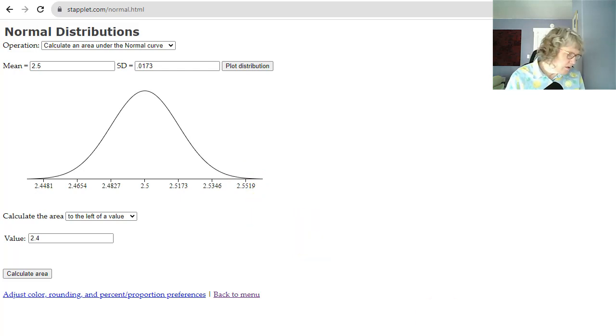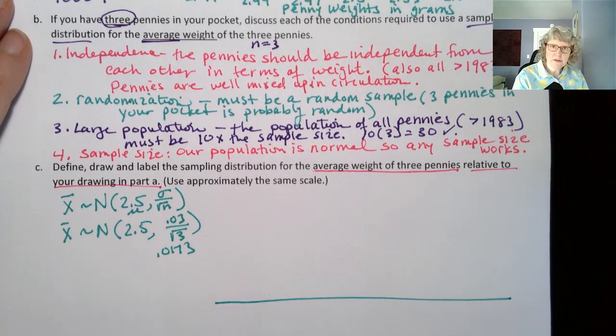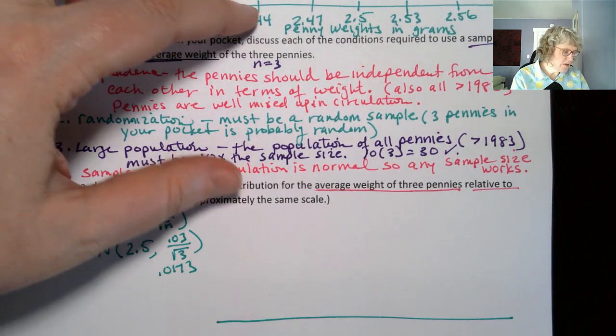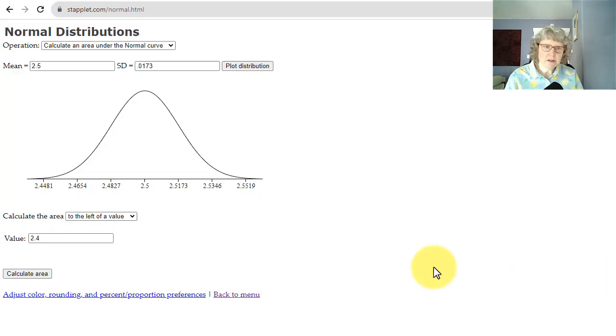Okay, so let me put this, I'm going to draw, I left myself a lot more space on this one. So I'm going to draw a line on my notes like this, and I can't quite get both of these on. I want to use the same scale just so we can look at them together to compare. So let me go back to the Staplet for a minute. I'm going to keep my 2.5 in the middle, and then I'm going to see where 2.44 and 2.55 are.